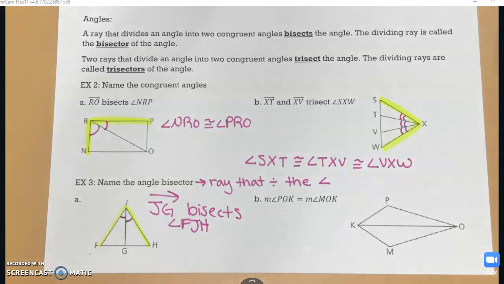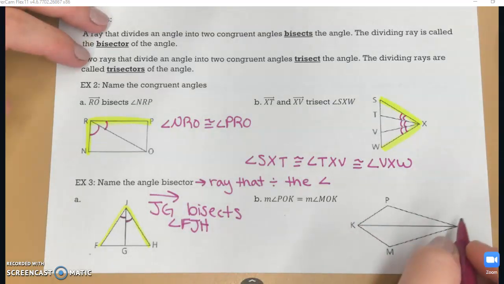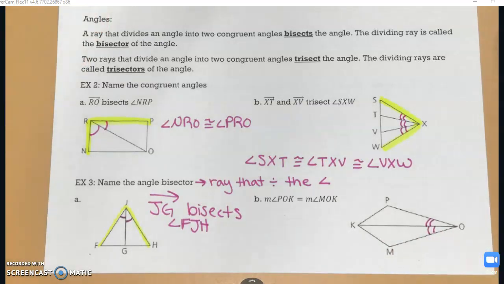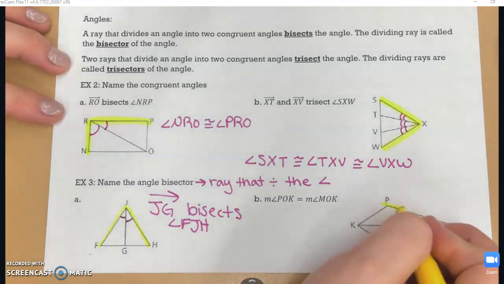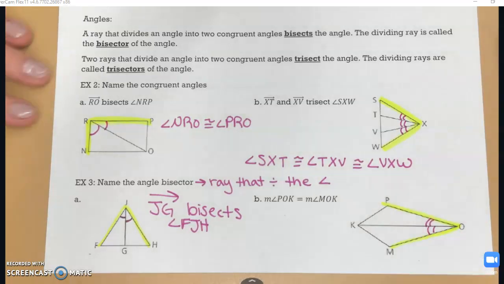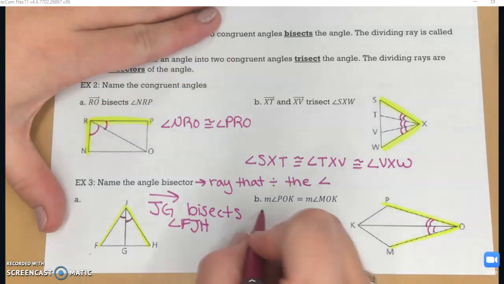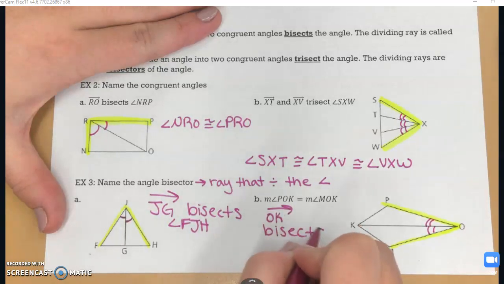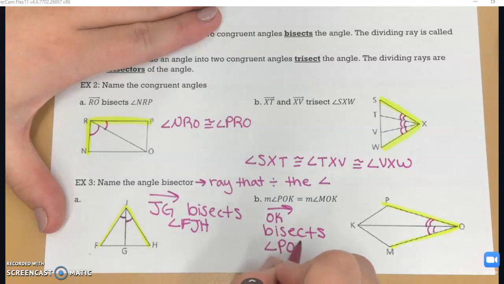Similarly on part B, I'm told that the measure of angle POK is equal to the measure of angle MOK. So that means that those two angles are congruent, and I'm going to mark that on my diagram. So if those two angles are congruent, that means that this larger angle POM was split in half or bisected, and the thing that does the dividing is KO, or OK. So ray OK bisects my larger angle POM.